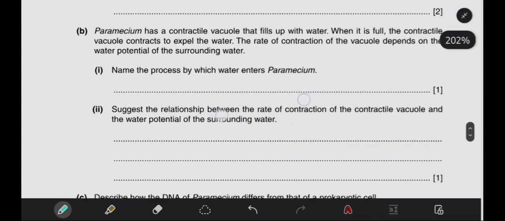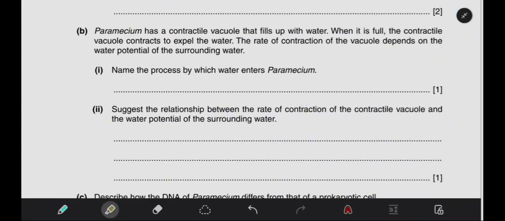Okay. Paramecium has a contractile vacuole that fills up with water. When it is full, the contractile vacuole contracts to expel the water. The rate of contraction of the vacuole depends on the water potential of the surrounding water. Name the process by which water enters paramecium. That's osmosis.